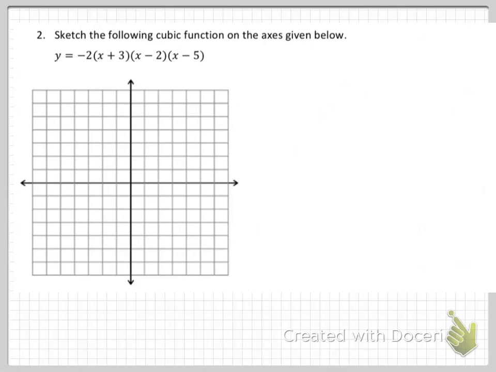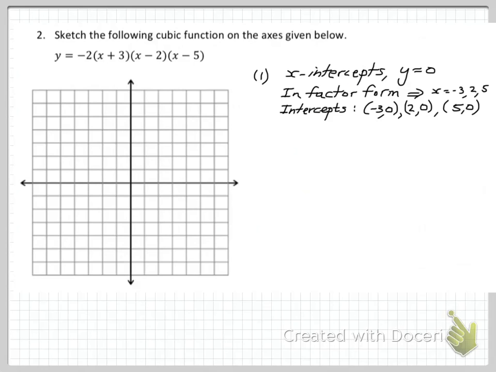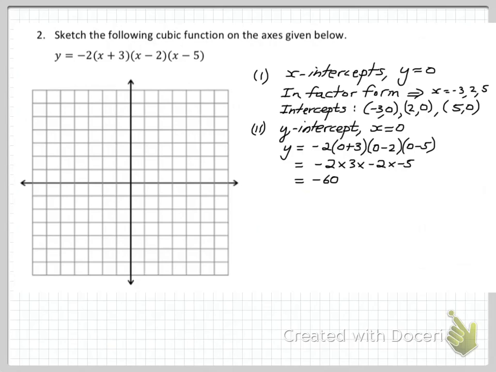The second example is a little different. This time there's no bracket repeated, but fortunately the equation is still in factor form. Step 1, we find the x-intercepts when y equals 0, and we get these 3 points, just reading them from the equation. Step 2, we find the y-intercept when x equals 0, so we substitute x equals 0, and we get a value of -60. So the y-intercept is 0, -60.